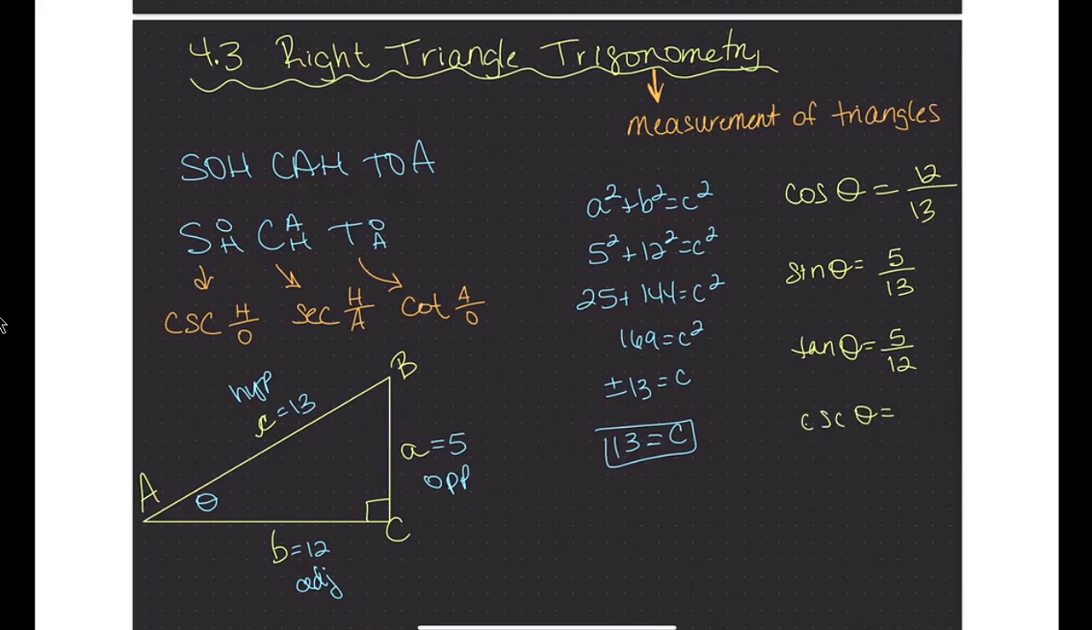And then the three newbies. Cosecant of theta is going to be hypotenuse over opposite, so hypotenuse is 13 over 5, right? The other thing you can do is we know that cosecant is the inverse of sine, and they're flipped.